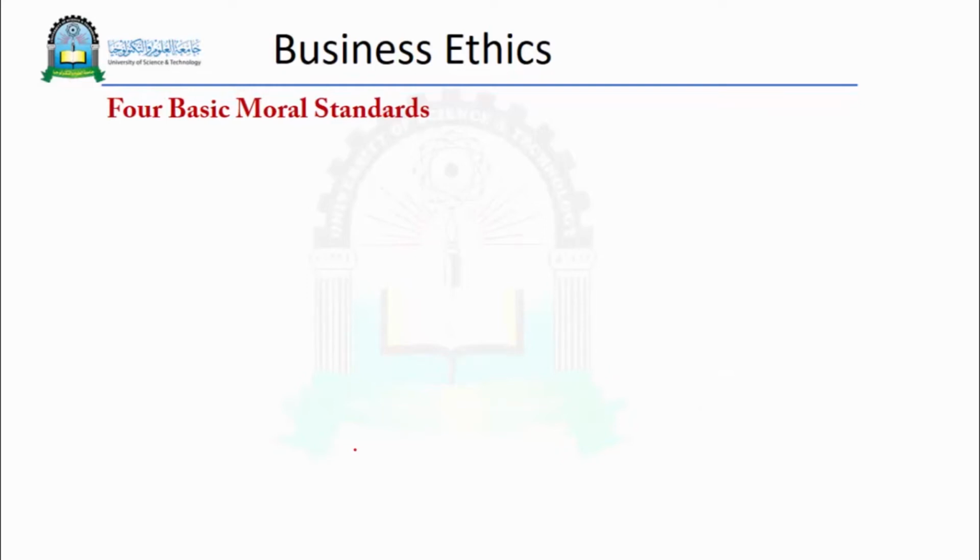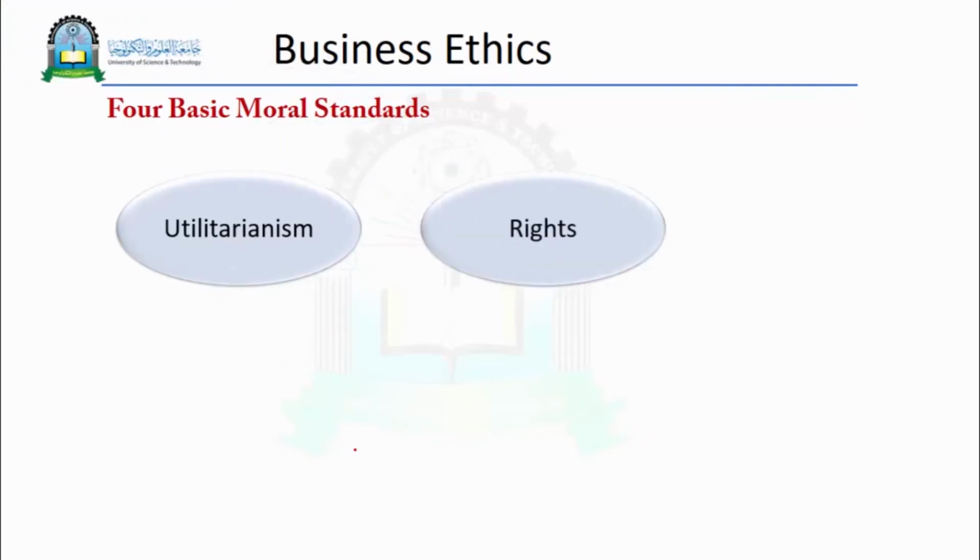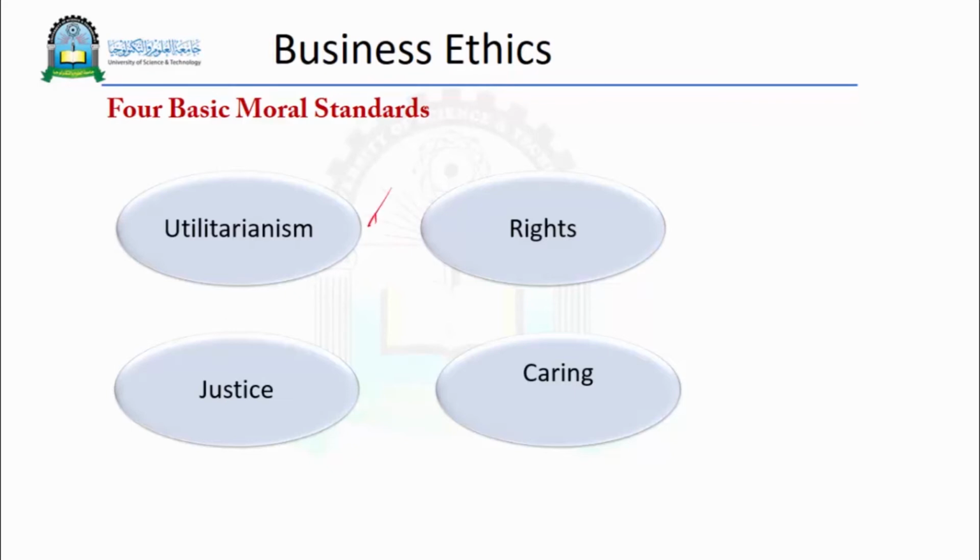Based on this, we have different standards as follows: utilitarianism, rights, justice, and caring. In today's business, we will be more interested in the utilitarianism principle, rights, and justice. The reason is that utilitarianism, rights, and justice are more about running the business itself. So these can be seen as consequences of decisions, policies, actions, products, commodities, etc.